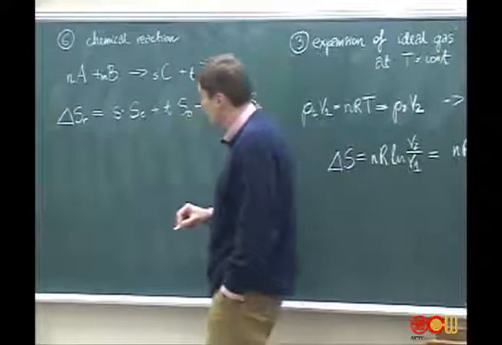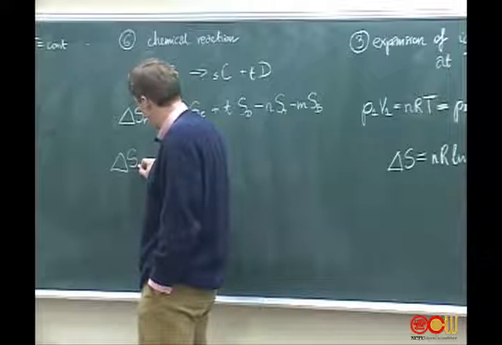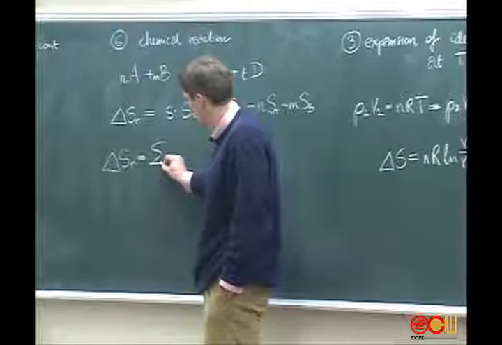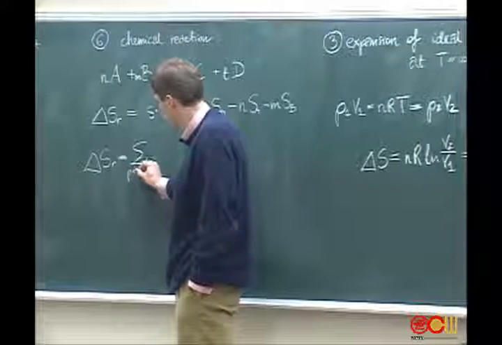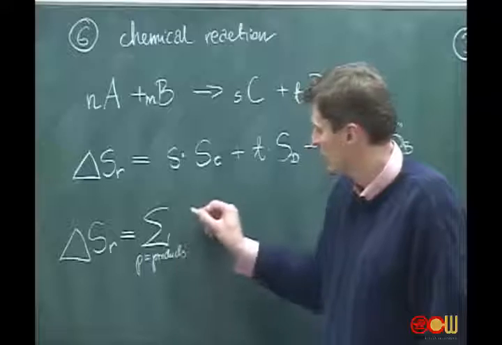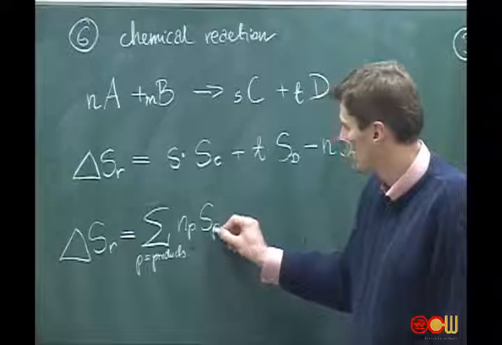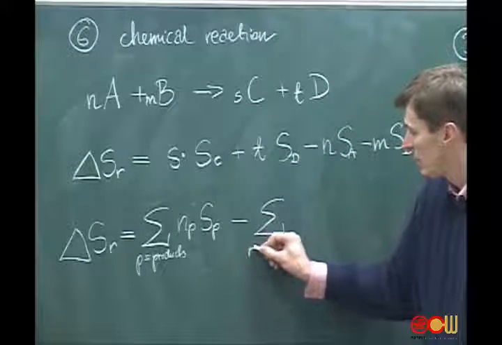So in a general process, in a general reaction, the entropy of the reaction is the sum of the products minus the sum of the reactants.